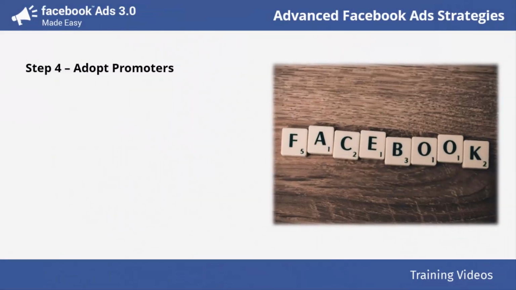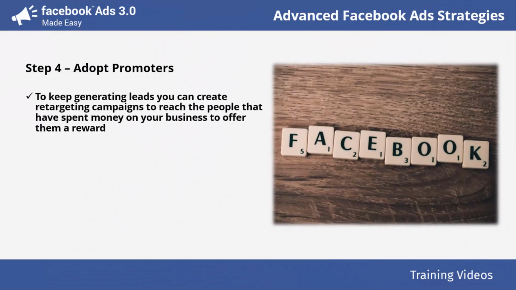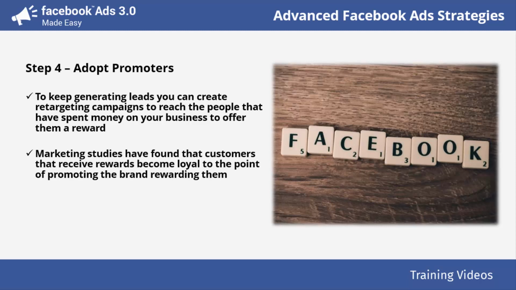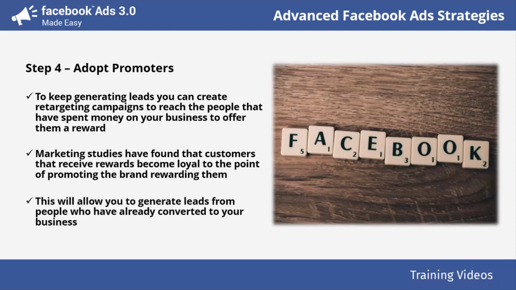Step 4. Adopt promoters. To keep generating leads, you can create retargeting campaigns to reach the people that have spent money on your business to offer them a reward. Marketing studies have found that customers that receive rewards become loyal to the point of promoting the brand rewarding them. This will allow you to generate leads from people who have already converted to your business. Apply these strategies and you won't ever run out of leads again.